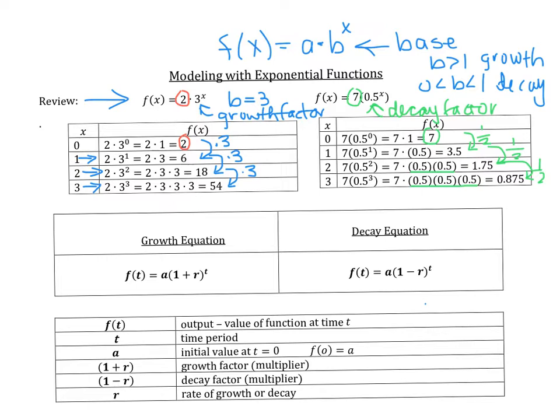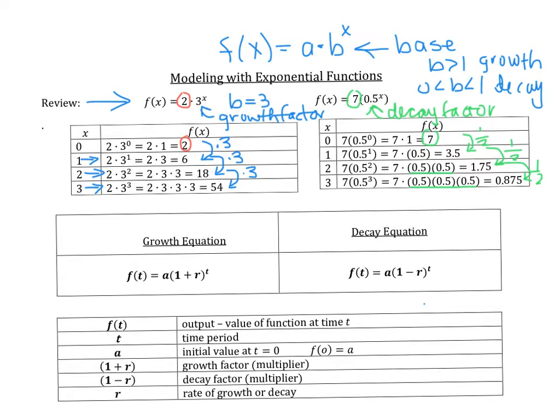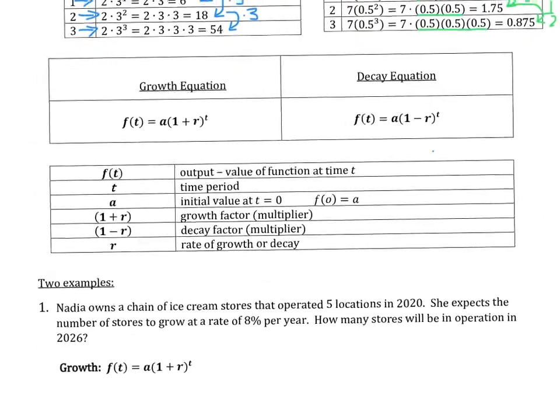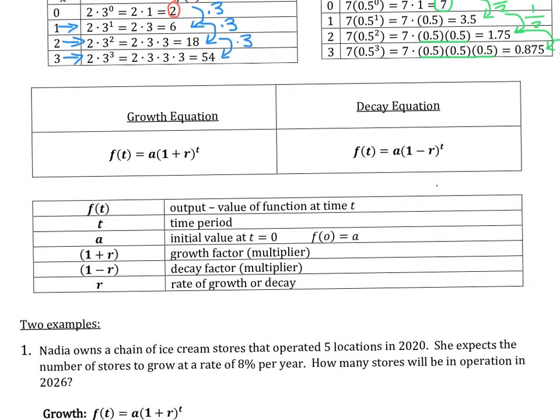Okay, now below, let's move this up a little bit. We're going to talk about two different equations. The one on the left is called a growth equation, and the one on the right is called a decay equation. In the growth equation, this value right here is going to be greater than 1. And in a decay equation, that value is going to be between 0 and 1.